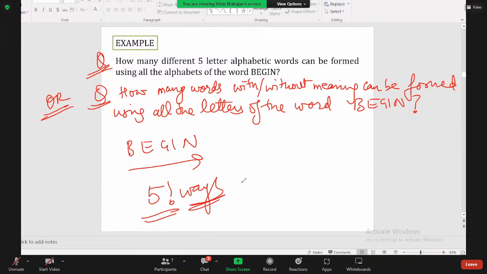Am I clear about the question? So it's all about asking you different rearrangements of the word begin, meaning the letters of the word begin. So 5 different things can be arranged on a straight line in 5 factorial ways. Simply 5 factorial will become the answer to the question. Am I clear about the question here?